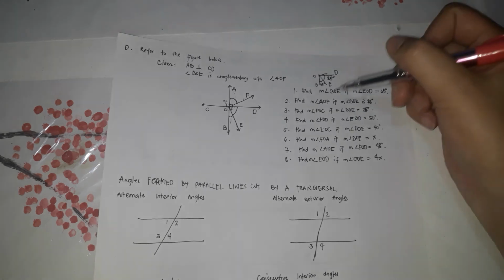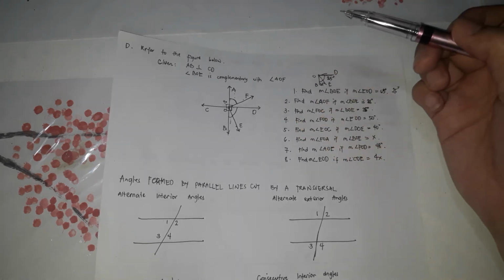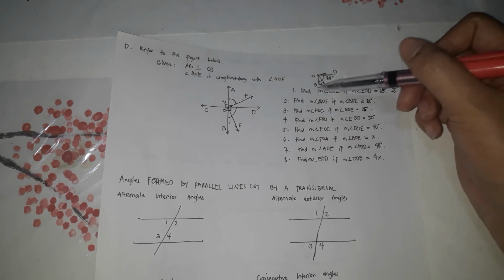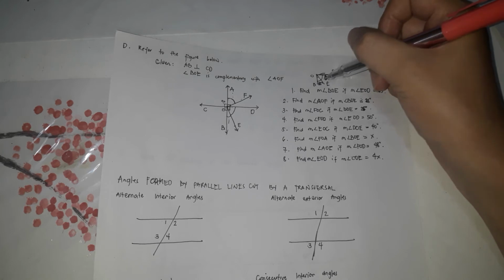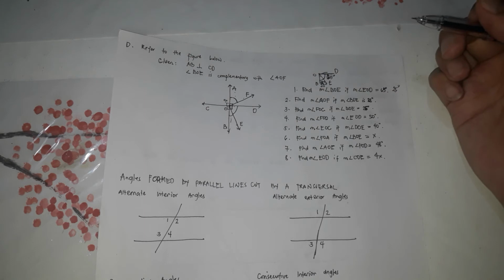Next, AOF. Find, sorry, this is find measure. Baliktad pala yun kanina. This is 65. This is 25. So kapag 90 degrees is 25 degrees, that's why mas malaki dito. We are still in shock.